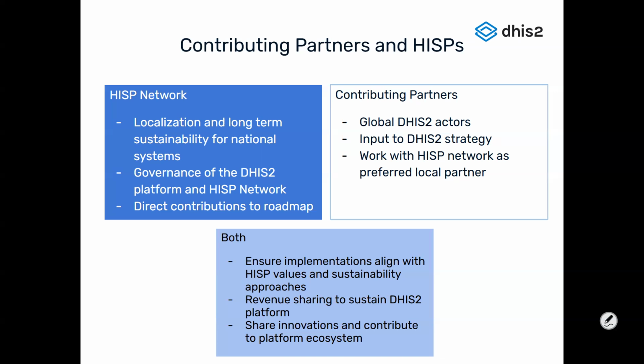What are they both doing? Well, they're both ensuring the implementation and alignment of our broader values of sharing, reciprocity, collective action. That's everybody. Everybody is doing some kind of contribution back, so it's either revenue sharing or in-kind contributions. And very importantly, everyone is sharing innovations and agreeing that sustaining the platform ecosystem is of the utmost priority.